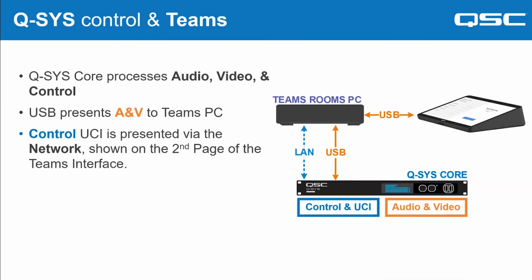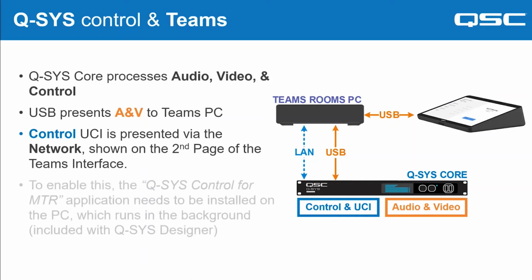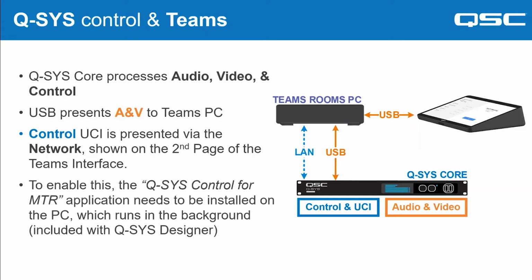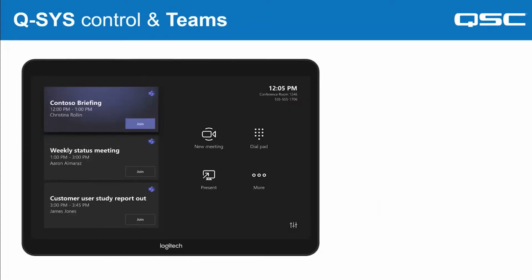The thing on the Teams PC that allows all this to happen is just a little application that runs in the background, called Qsys Control for MTR. You can install this on the MTR. It's included when you download Qsys Designer. You don't have to run it every time or anything like that. It just runs in the background and basically unlocks this extra functionality where the Teams user interface can show Qsys UCIs. And then the end result looks like this.